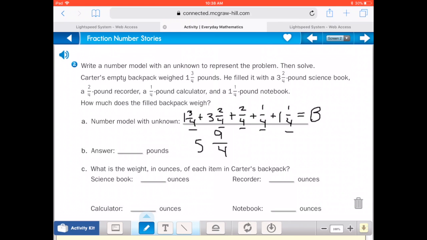So I need to change 9/4. I know that 9/4 actually equals 2 and 1/4. So now I'm going to add that to 5, and I get 7 and 1/4 altogether, okay? So I get 7 and 1/4.